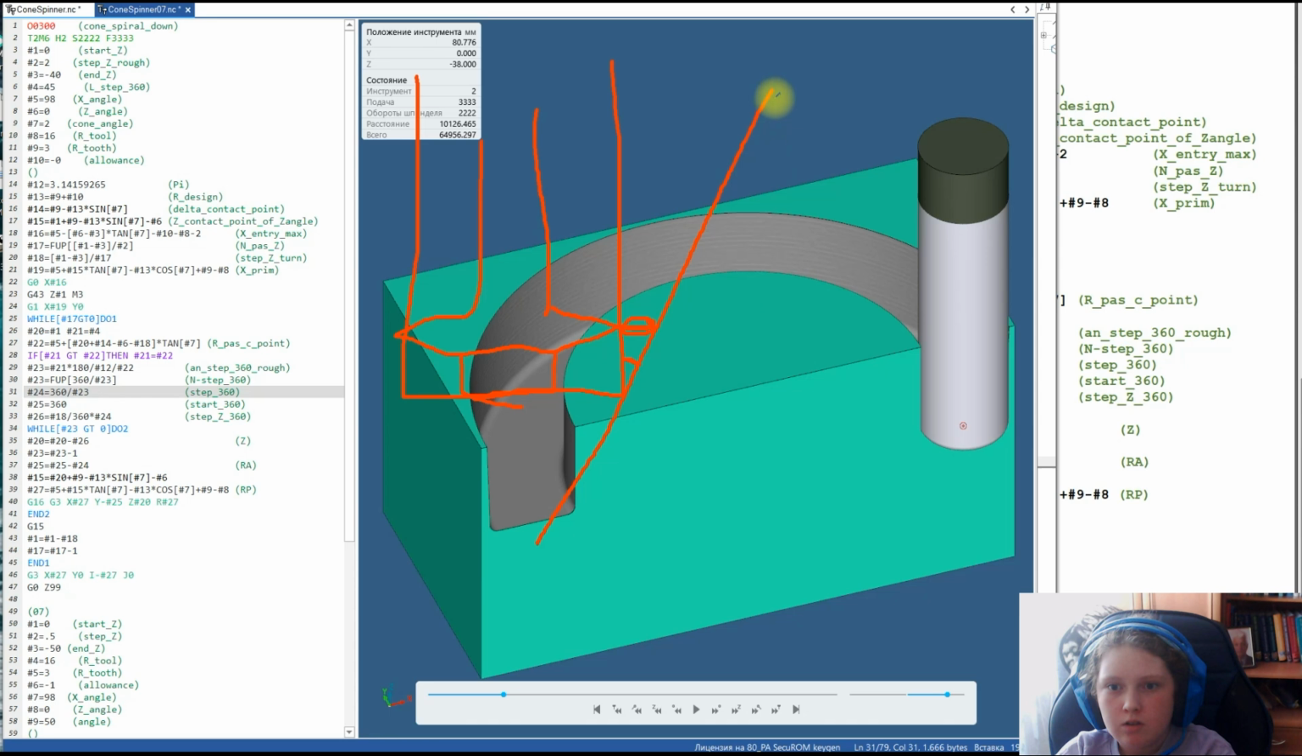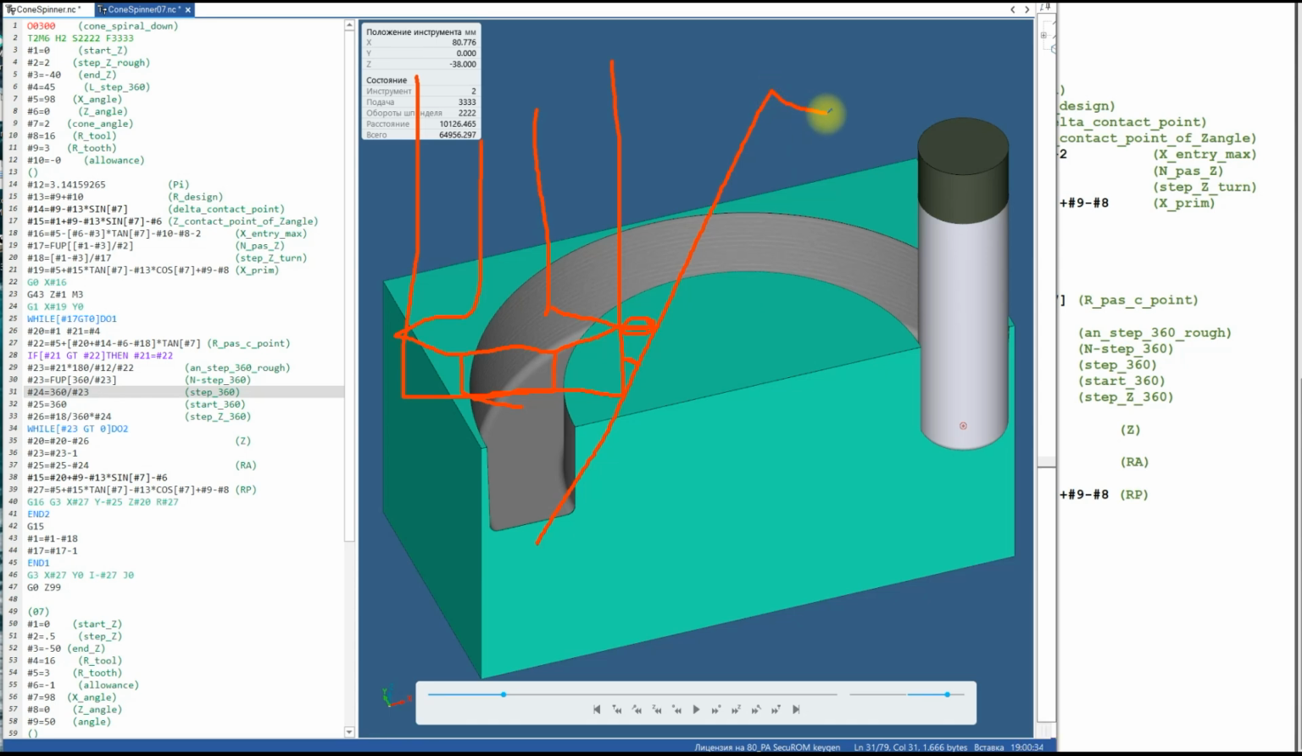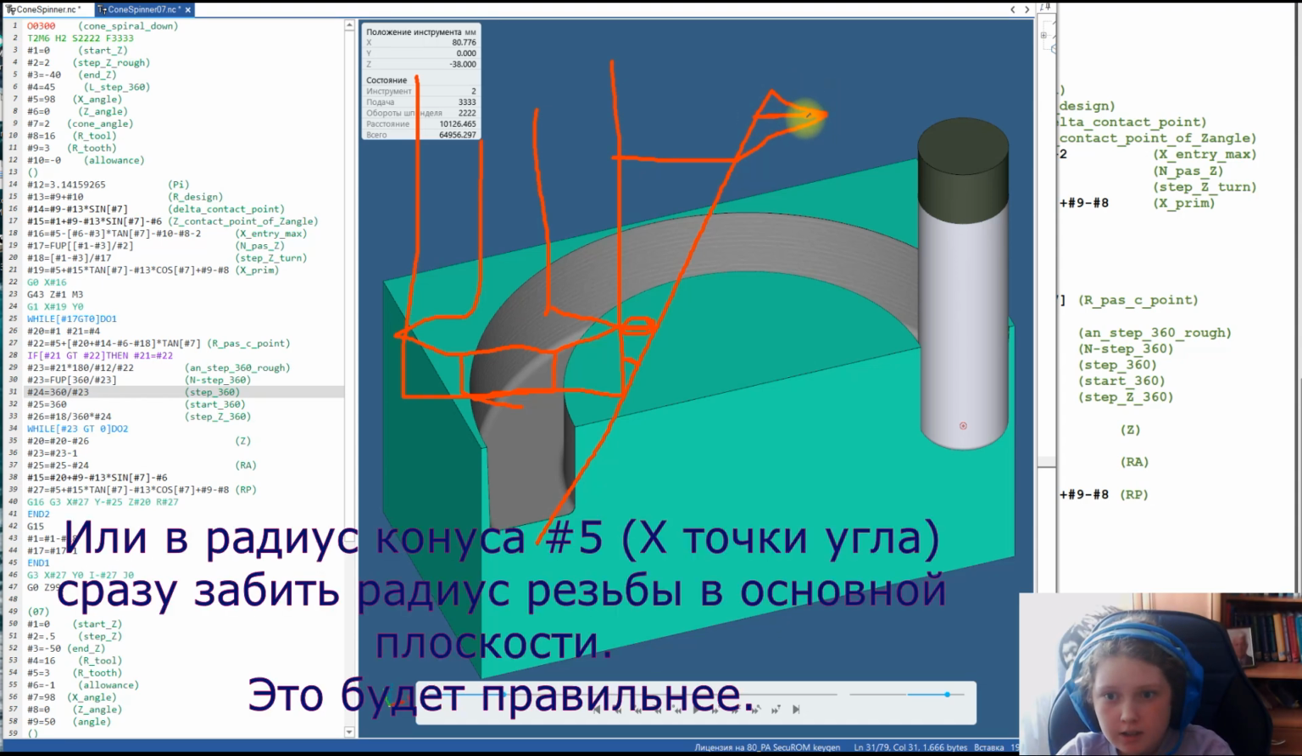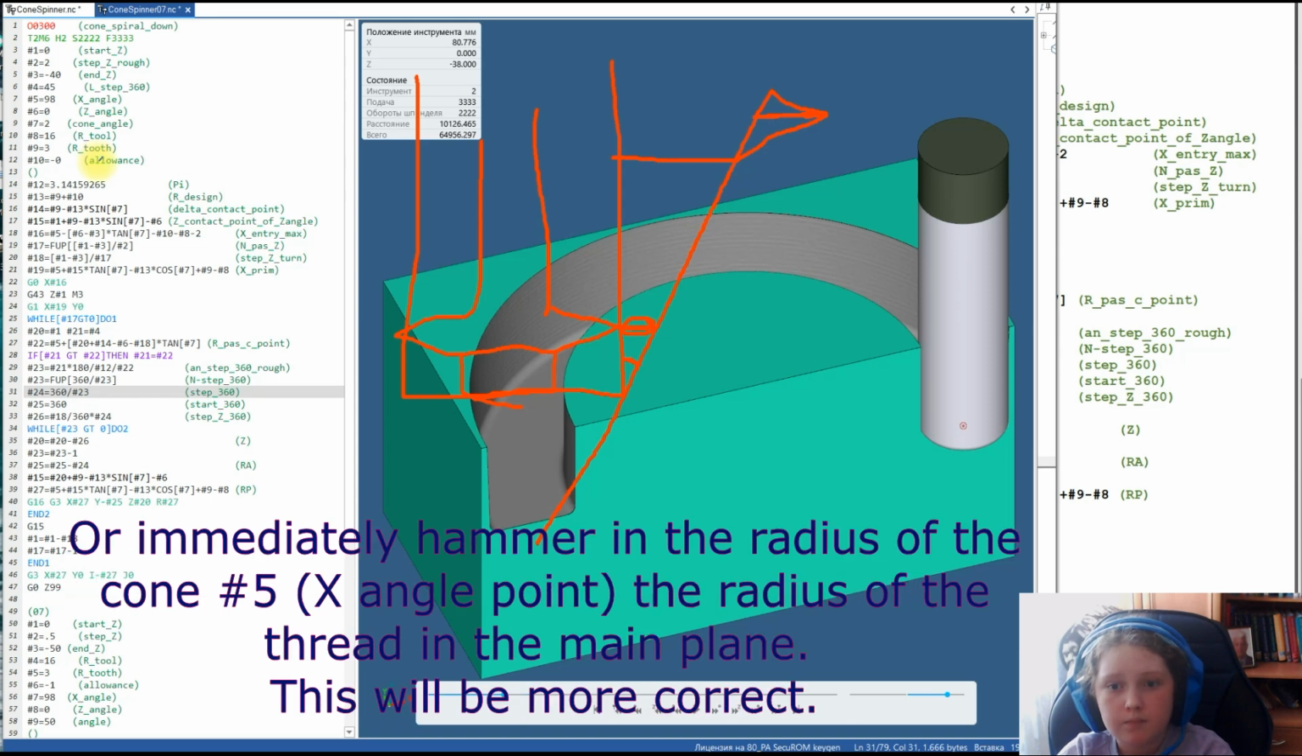Now we need to set the milling depth. With a small angle, up to 10 degrees, this can be done using an allowance. There will be a difference of 2 hundredths at most. Therefore, you can safely enter the thread depth and accordingly the pitch of the thread here.